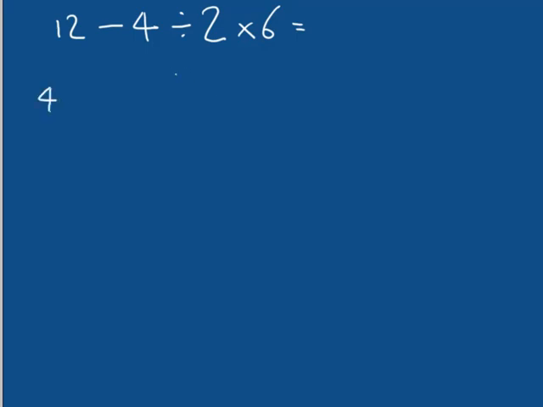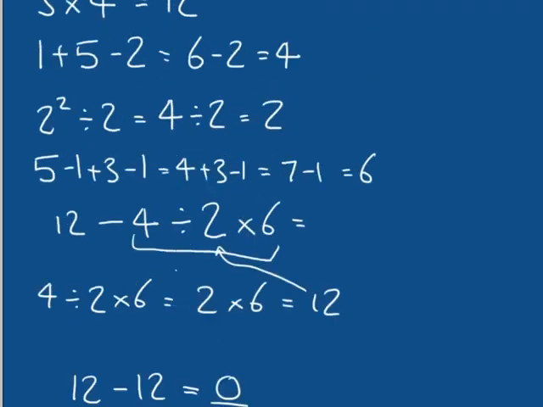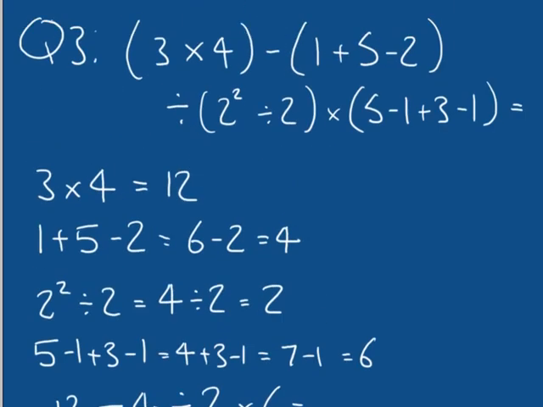So I'm actually going to write this out so you can clearly see what I'm evaluating. So 4 divided by 2 is 2, multiplied by 6 is 12. We can then put that back into our expression. So 12 minus 12 equals 0. So if I was to scroll back up, open parentheses 3 times 4, close parentheses, minus open parentheses 1 plus 5 minus 2, close parentheses, divided by open parentheses 2 squared divided by 2, close parentheses, multiplied by open parentheses 5 minus 1 plus 3 minus 1, close parentheses, which is a mouthful. All of that evaluates to the value 0.